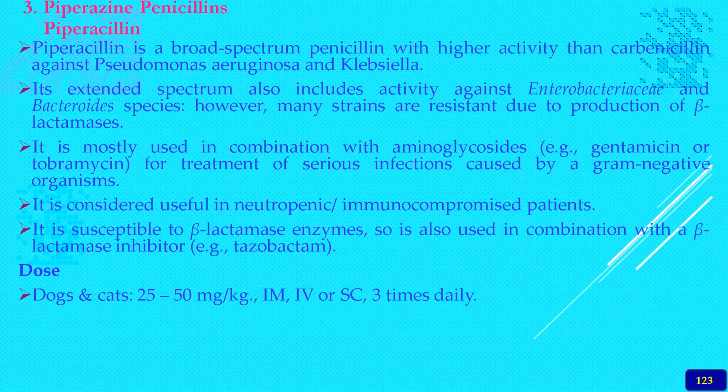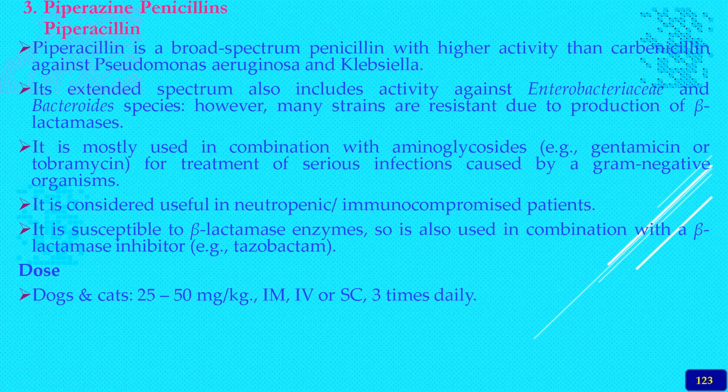Then piperazine penicillins like piperacillin. The activity is against a variety of susceptible microorganisms, and also Pseudomonas aeruginosa and Klebsiella, which cause urinary tract infections. It is effective against the Enterobacteriaceae family and the Bacteroides family. They are resistant due to the production of beta-lactamases, so this is also not so susceptible.